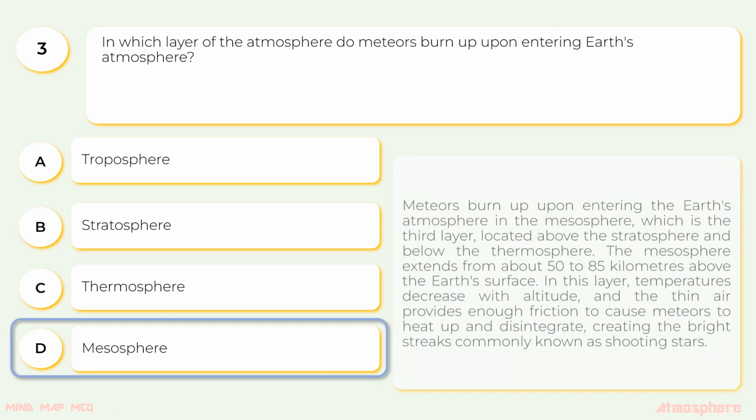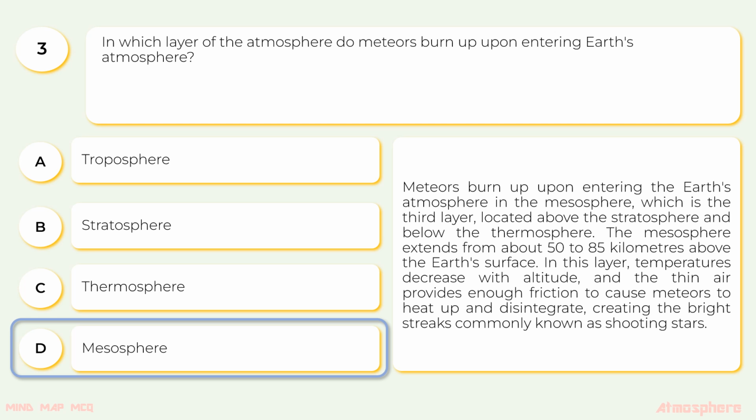Mesosphere. Meteors burn up on entering the Earth's atmosphere in the mesosphere, which is the third layer located above the stratosphere and below the thermosphere. The mesosphere extends from about 50 to 85 kilometers above Earth's surface. In this layer, temperatures decrease with altitude and the thin air provides enough friction to cause meteors to heat up and disintegrate, creating the bright streaks commonly known as shooting stars.